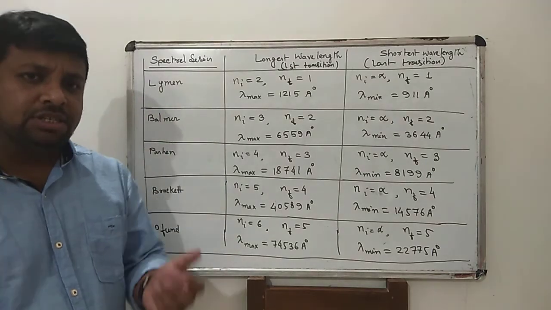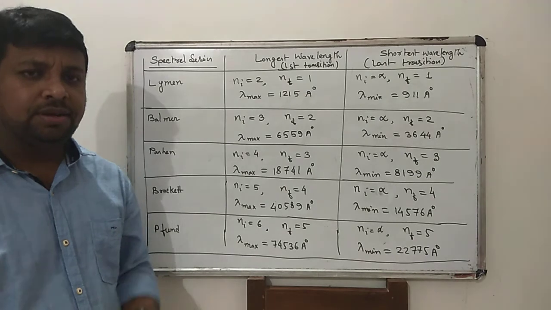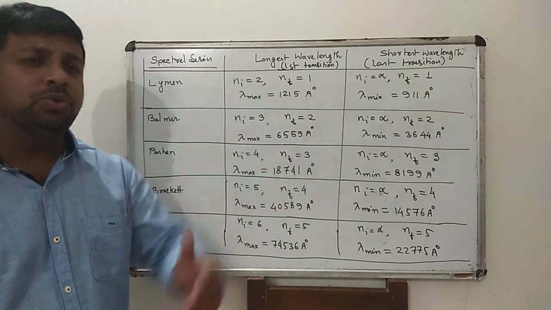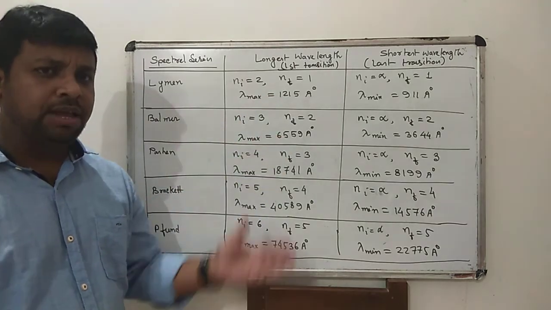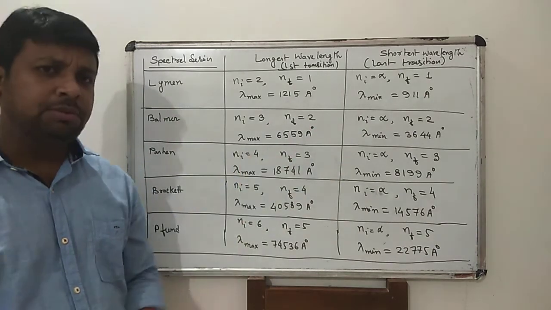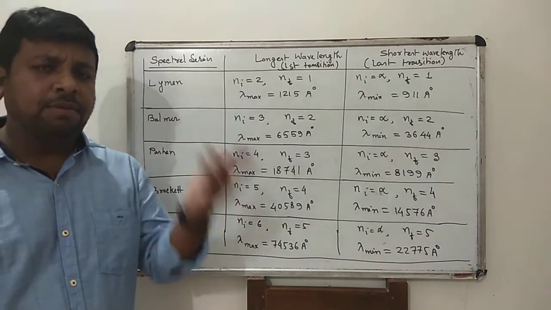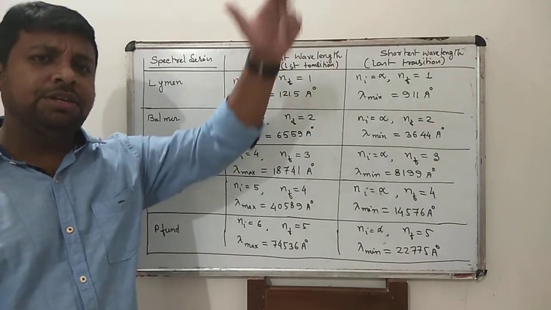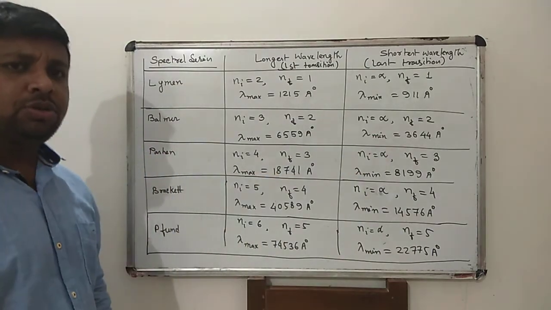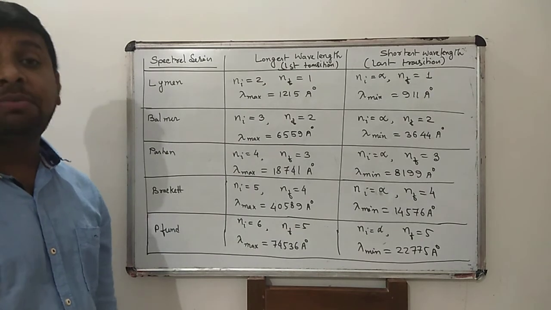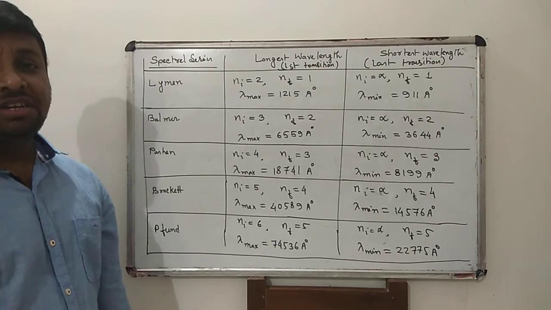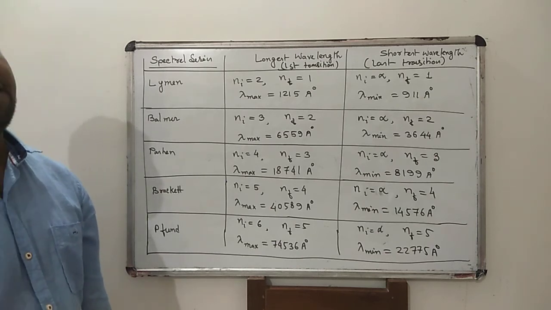So its first transition starts from 3 to 2. In the case of the Balmer series, the ground state is 2. So the first transition occurs from 3 to 2. So the first transition wavelength is 6563 angstrom. And this is the maximum wavelength, and the minimum comes from the higher energy level. That means infinity to the second energy state, which is the minimum, that is 3646. So this range is 6500 to 3600. We can easily remember that: 3600 to 6500.